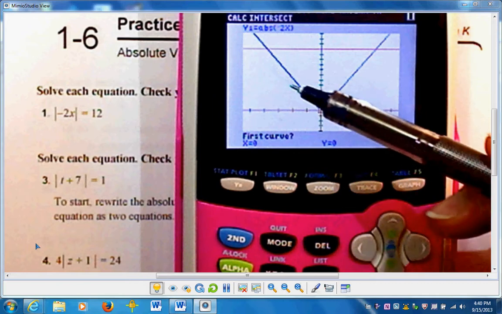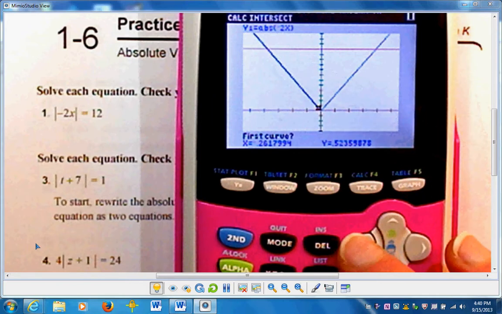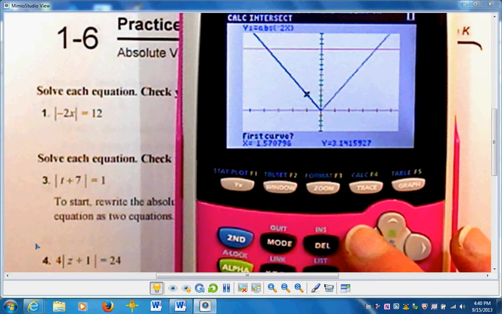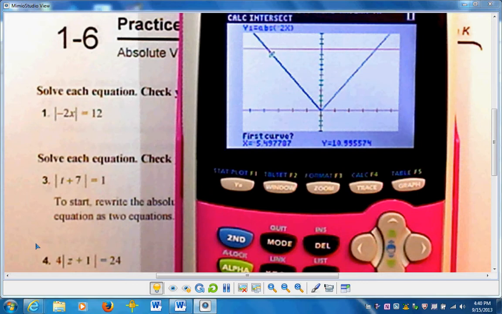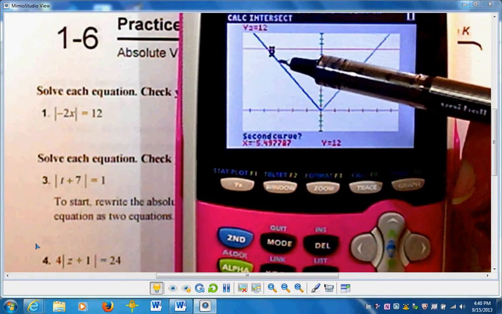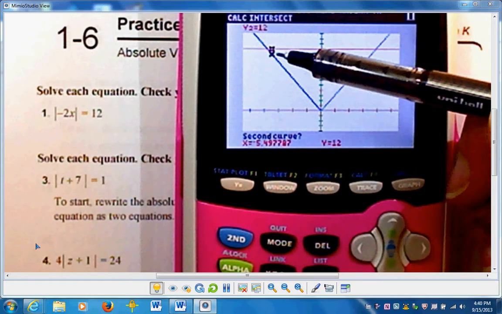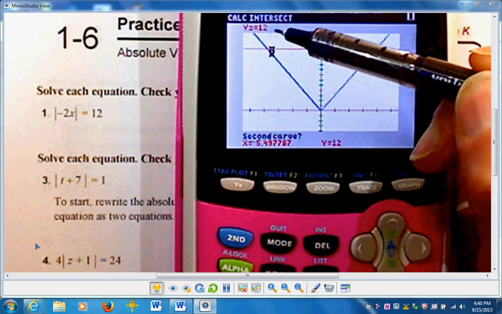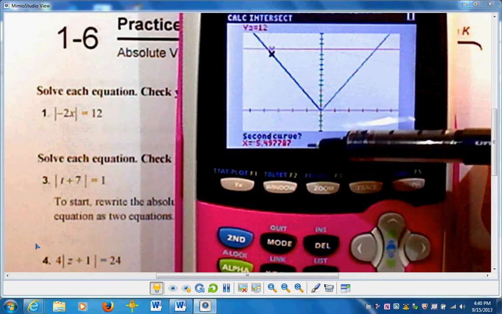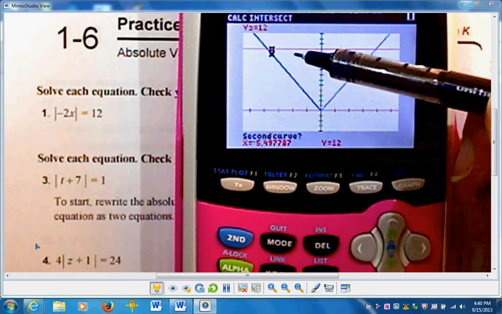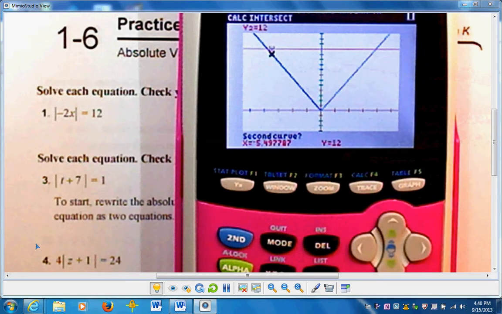So I want to get this point right here. So I'm going to move my cursor closer. I'm going to push my left arrow, and I'm just going to get closer to the point that I want. I don't have to be right on it. Close is good enough. So now I'm going to push enter. Notice it leaves a mark where I was and my cursor where I want to be on my line y equals 12. It's asking me about the second curve. Is that the second curve I'm interested in? Yes. So I push enter.